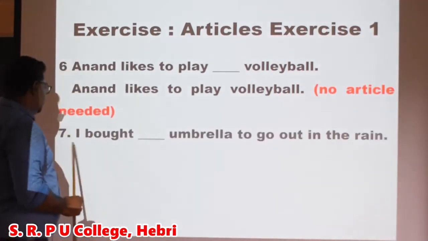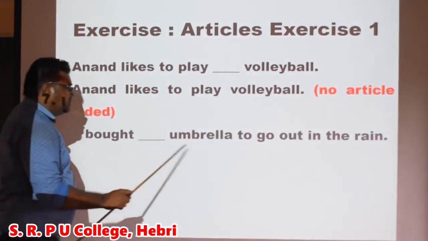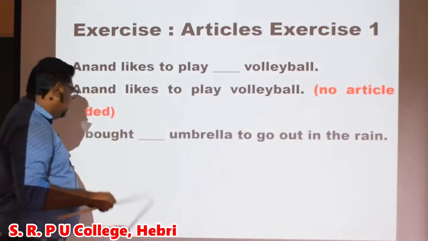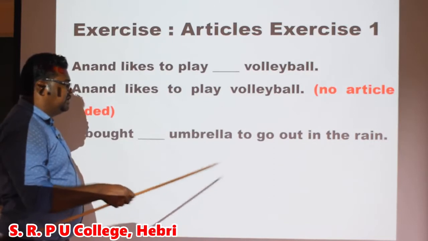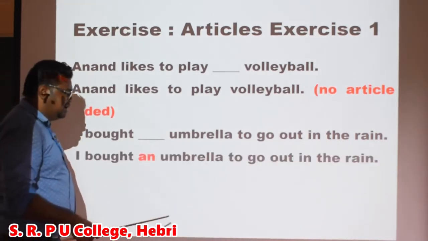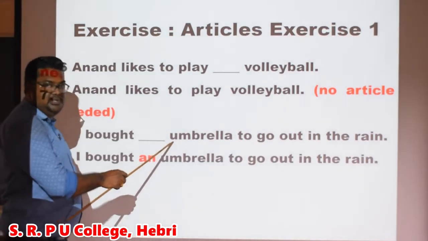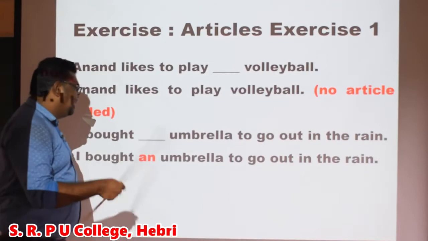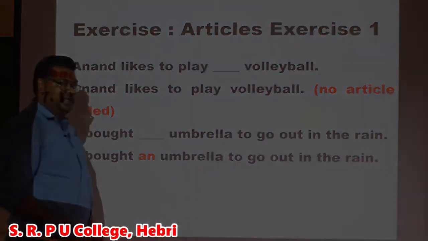Next sentence. I bought a dash umbrella to go out in the rain. The answer is I bought an umbrella, because umbrella starts with U and U becomes a vowel. I bought an umbrella to go out in the rain.